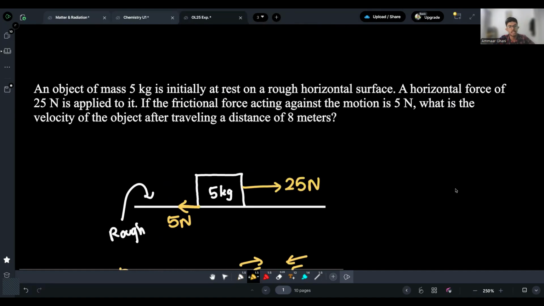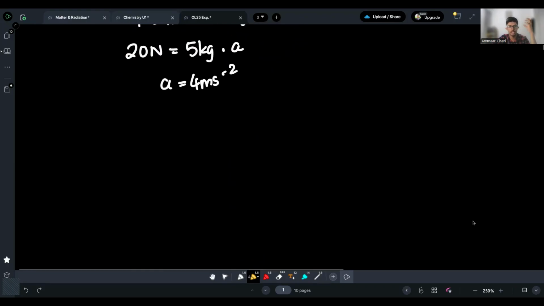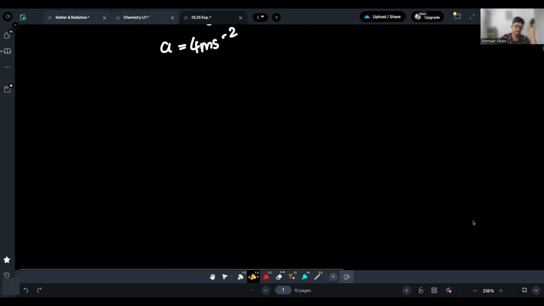If you double line this, it is not the answer because we are not asking you the acceleration. We are asking you the velocity of the object after traveling a distance of 8 meters. So now you have the acceleration. How do you find the velocity after it travels 8 meters? This is the part which most of the students had asked us on WhatsApp, like how do I continue after this part? So you have two methods.